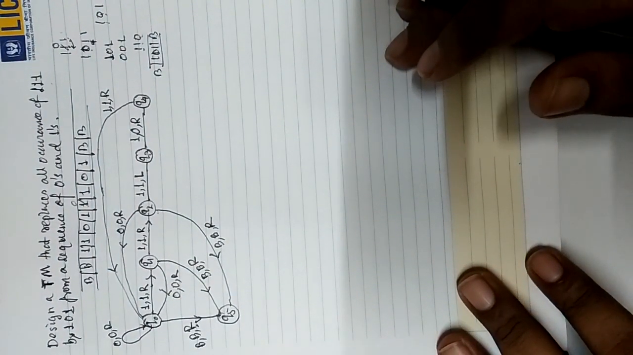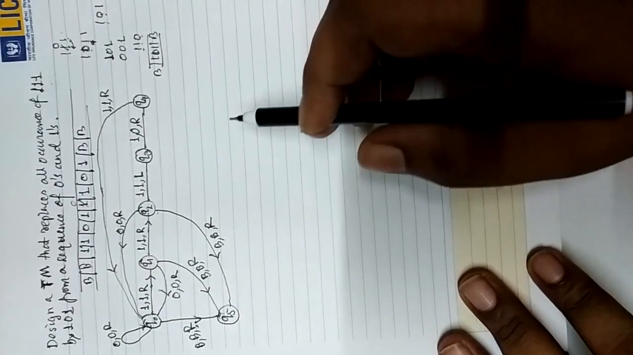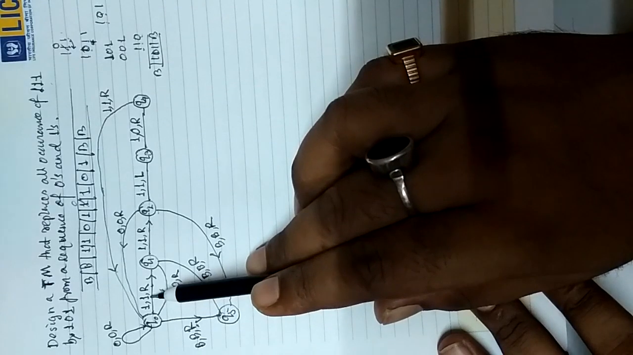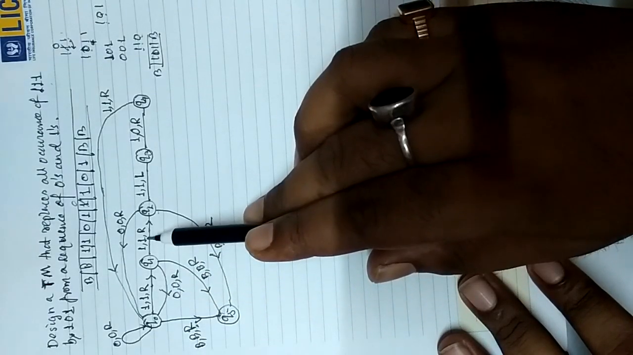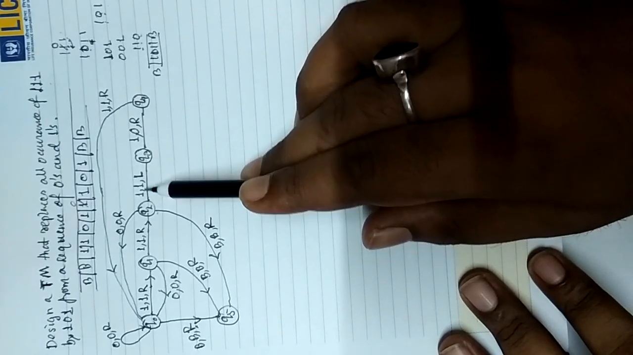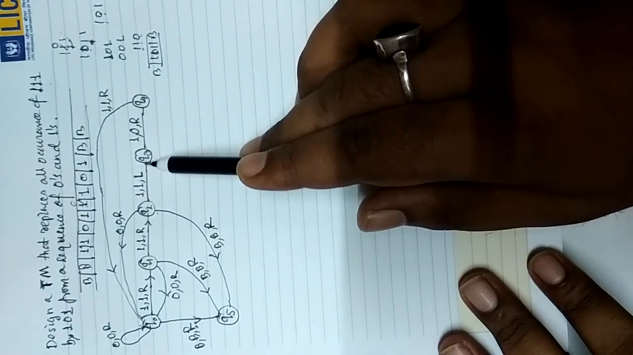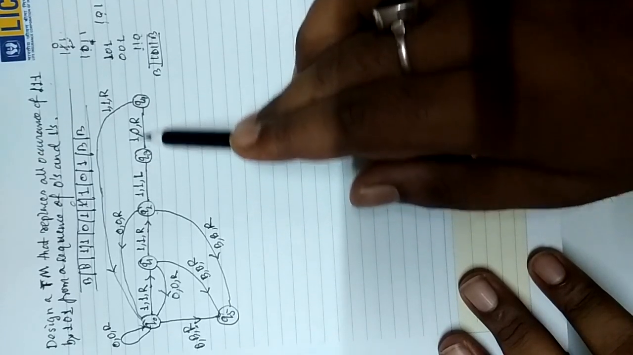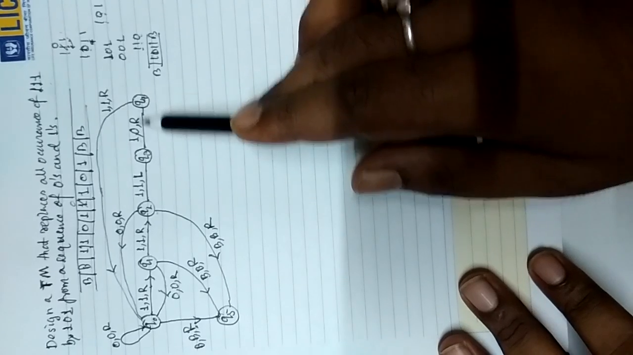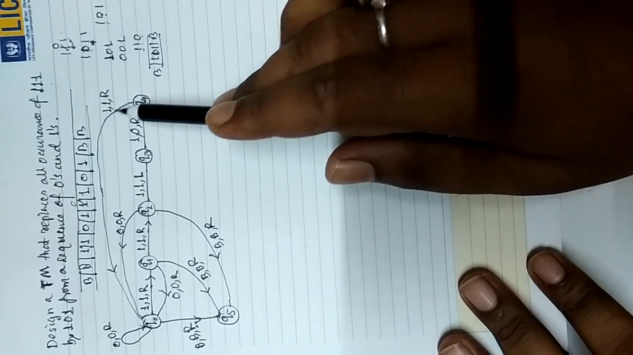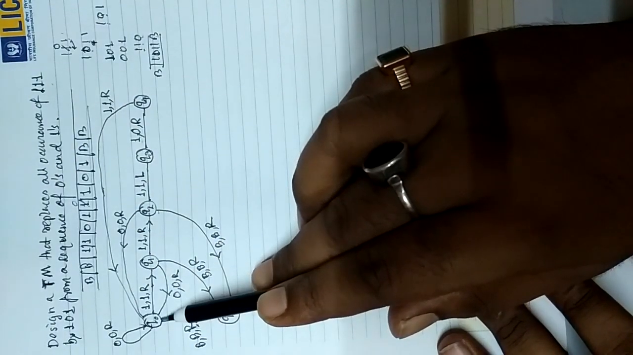So let us again recapitulate what we have done. Starting from q0, if you read 1, replace 1 by 1, move towards right. Again 1, replace 1 by 1, move towards right. Go to q2, then read 1, replace 1 by 1, but in that case you will move towards left to replace this middle 1 by 0. And after that you are in the q4 state, and q4 will read 1, replace 1 by 1, move towards right, and again go to the q0 state.